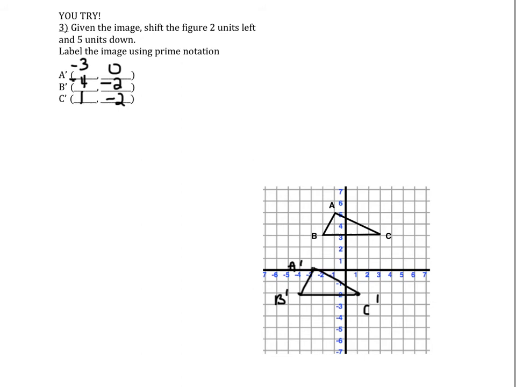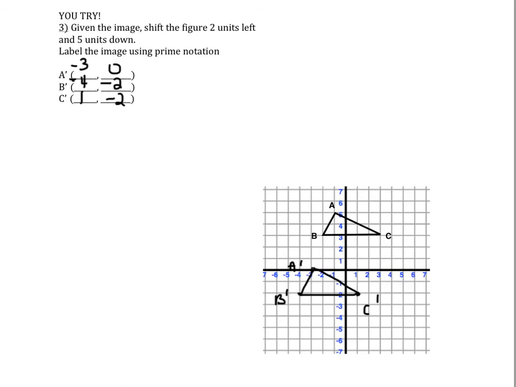Okay, let's see how you did. If you take a look at my picture, my image is labeled A prime, B prime, C prime. I did the best I could with the stylus. It's kind of hard to make those lines straight and neat, but you can see I've listed the coordinates right below the problem. So A prime should be at -3, 0. B prime should be at -4, -2. And C prime should be at +1, -2.